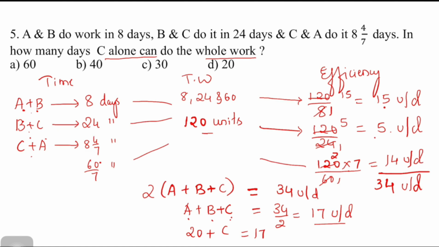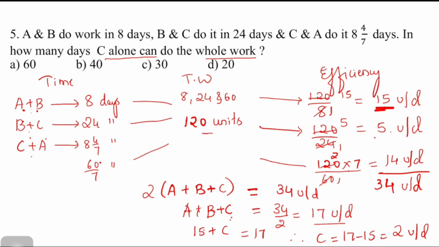Sorry, A plus B together will complete 15 units, isn't it? So A plus B together it is 15 units per day. So 15 plus C is equal to 17. Therefore C is equal to 17 minus 15, which is equal to 2 units per day. So C will complete 2 units per day.